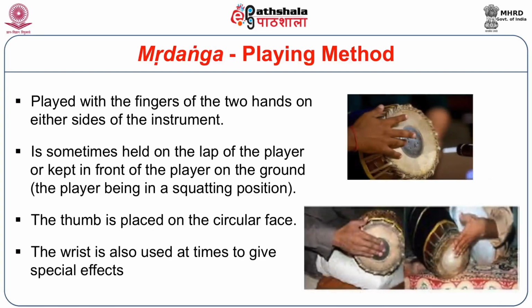Mridangam is usually placed on the lap of the player, or sometimes it is kept in front of the player on the ground. You can see the 2 varieties in the picture below, where sometimes it is placed on the ground, or many of the mridangists keep them on their lap also. It is played with both the hands, and the thumb is placed on the circular face. The wrist is also used sometimes to bring out special effects, mostly with the 2 hands on either side of the instrument, and with the wrist and the palm and everything, the whole hand reacts and brings out the tonal effect from the mridangam. Can we listen to a mridangam sounding when the instrument is played?